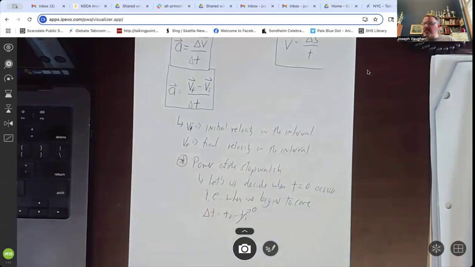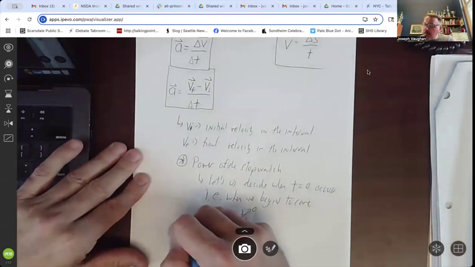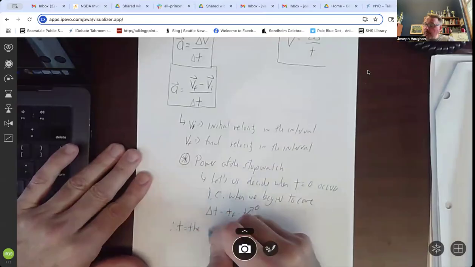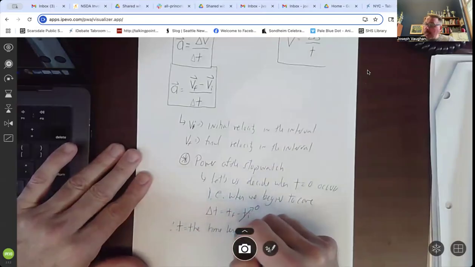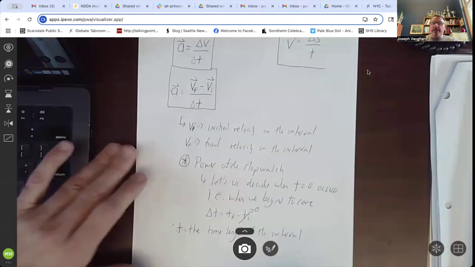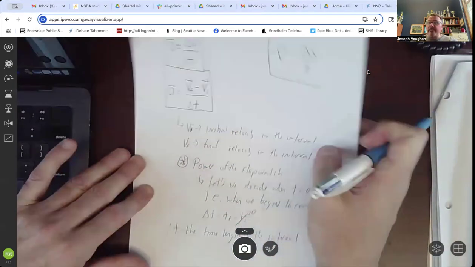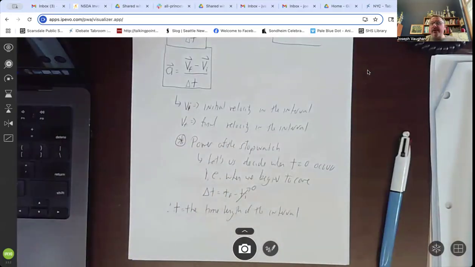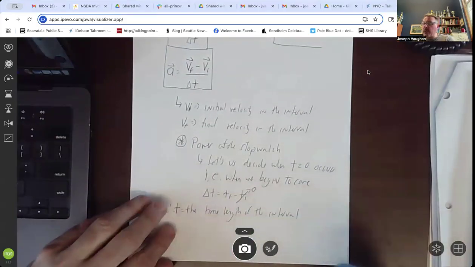And so therefore, we can just conceive of t as the time length of the interval. Okay? So in other words, t is the length of time that the interval goes on. The I is the velocity at the beginning of that interval time. The F is the velocity at the end of that interval time. Great. So we have our acceleration equation.